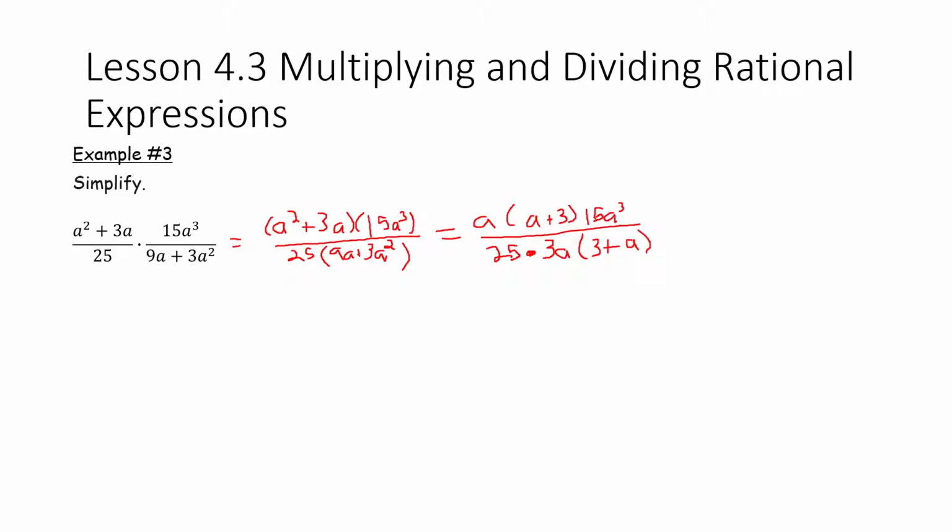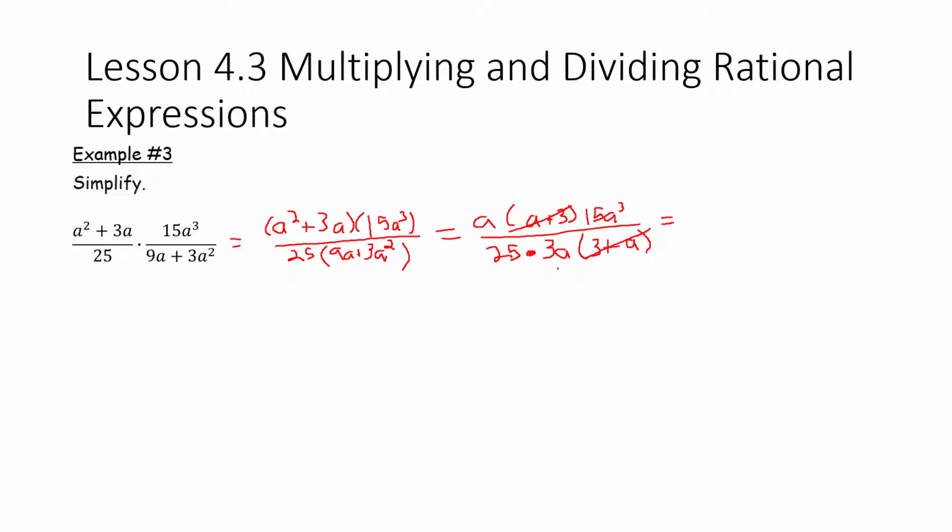Now we're going to look at each of these individual pieces and see if there's anything that they share that we could potentially reduce. So a plus 3 and 3 plus a, when you're adding, the order doesn't matter. 1 plus 2 and 2 plus 1 give you the same result. So a plus 3 and 3 plus a are the same value. So we can cancel those out. We can reduce those down to 1 over 1. And then 1 times anything is just absorbed. So those cancel out.